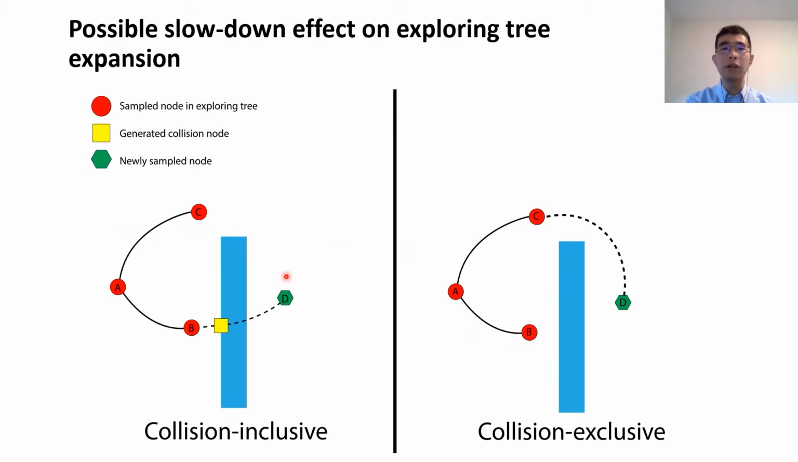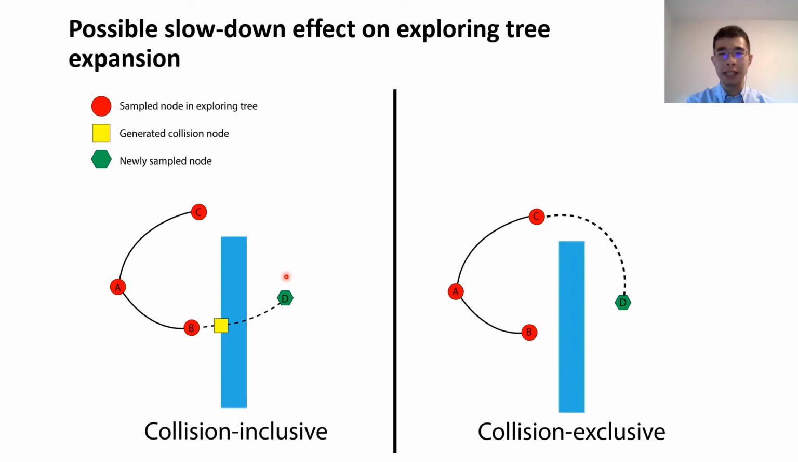The planning with collision also comes with its cost. First, more computation time will be spent on the collision node generation step. Moreover, the collision inclusive planner may slow down the exploring tree expansion, as the collision node generator pushes the sample node towards the side of the obstacle that faces the exploring tree.